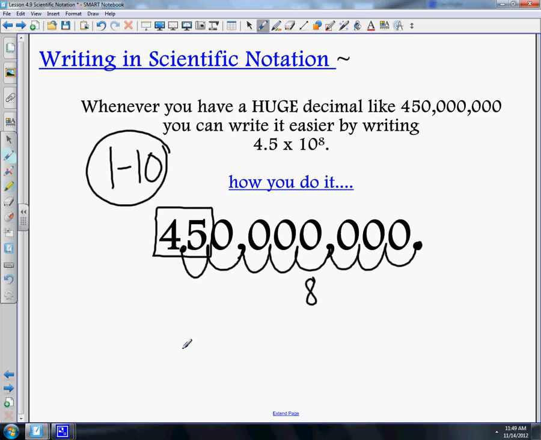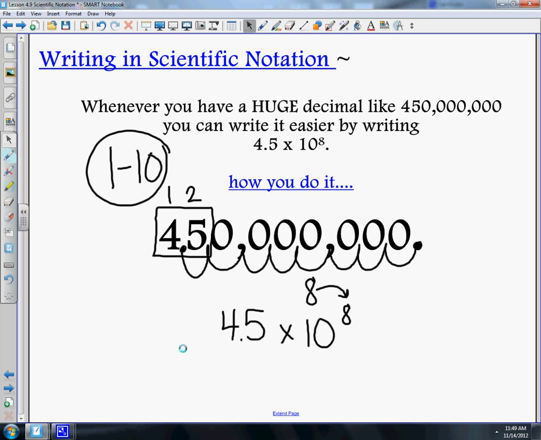That is a number between 1 and 10. That's what you want to do. You want to get between these first two numbers. So what you write is 4.5 times 10 to the 8th power. However many little frog jumps you made, that is your exponent.